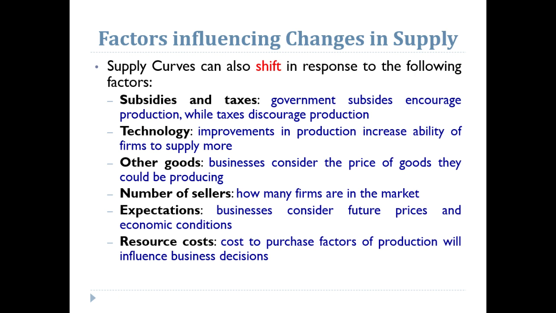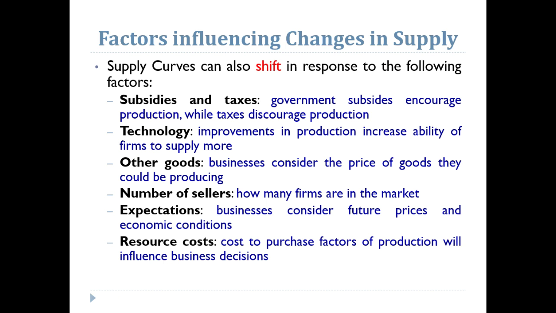Then number of sellers as well as other goods. Other goods, what does that mean? Businesses consider the price of other goods, what is available in the market, that is substitute and complementary goods, right? Price of other goods is also a factor which influences the supply, right? For example, if products are available cheaper than ours in the market, sometimes the producers will reduce the supply for the time being, right? So other goods, businesses consider the price of goods they could be producing, right? So that also will be considered.